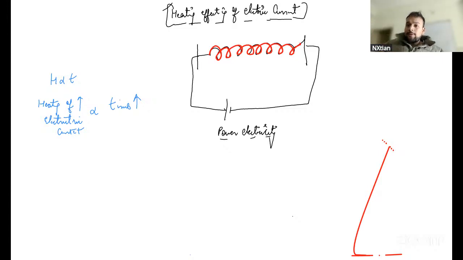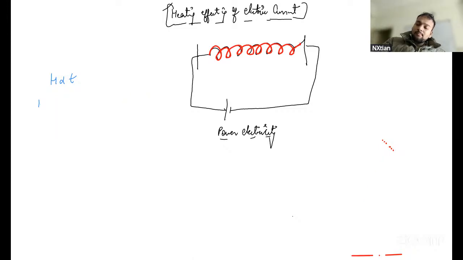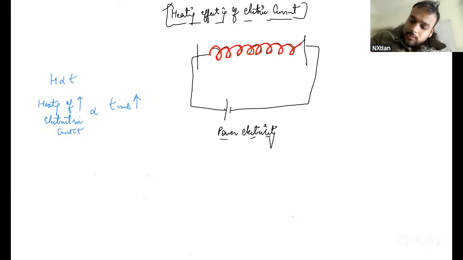So the heating effect of electric current is directly proportional to the time. Why time? Because if you are using the device for a longer time, then it will heat up. Any problem? Next, the heating effect of electric current is directly proportional to I square also.